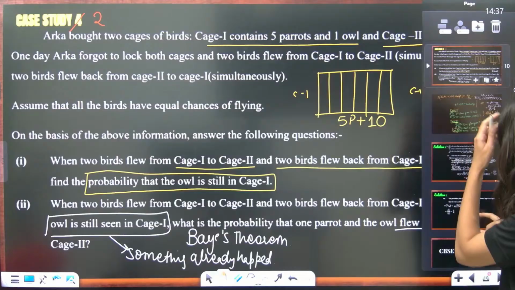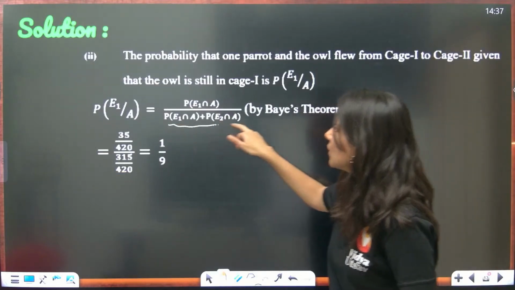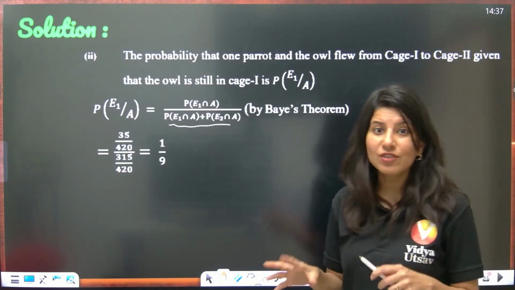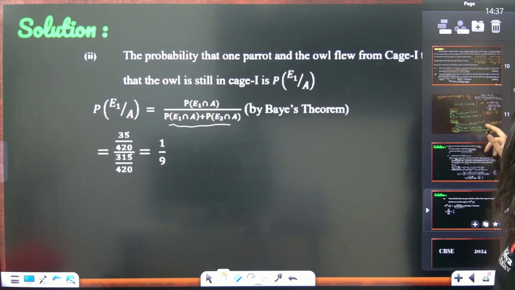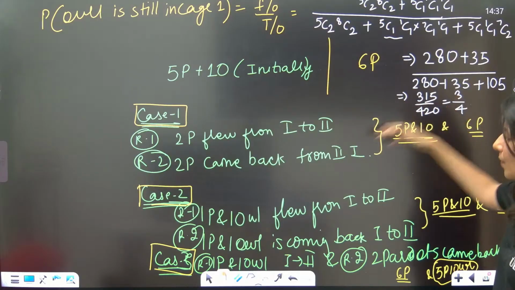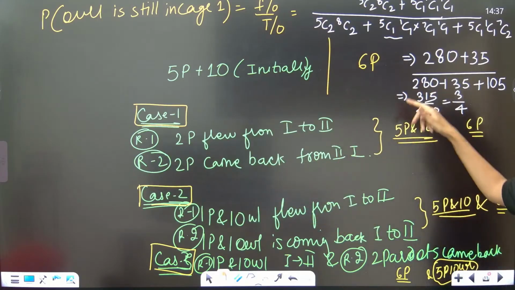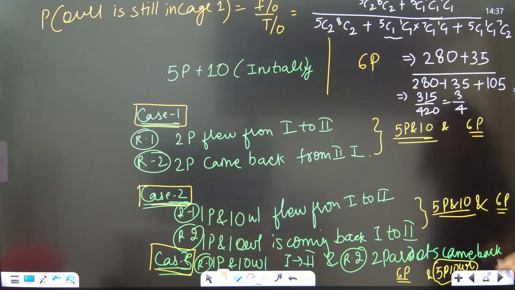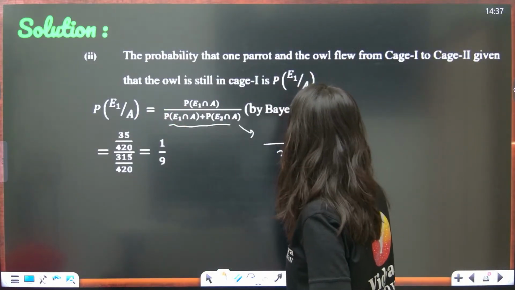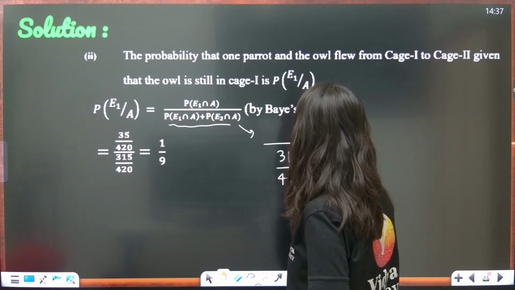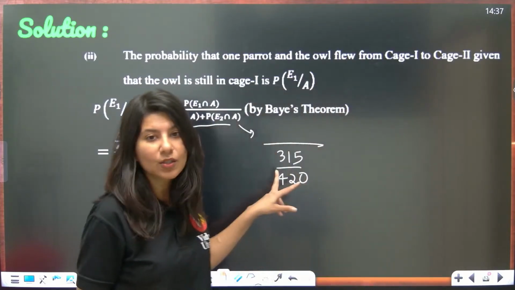So you will write the total probability in the denominator. What is the total probability? You have just calculated it, by the way. The total probability of the events will be what? You have calculated the total probability only: 315 upon 420. So the total probability will be 315 upon 420. All the cases are concluded over here.